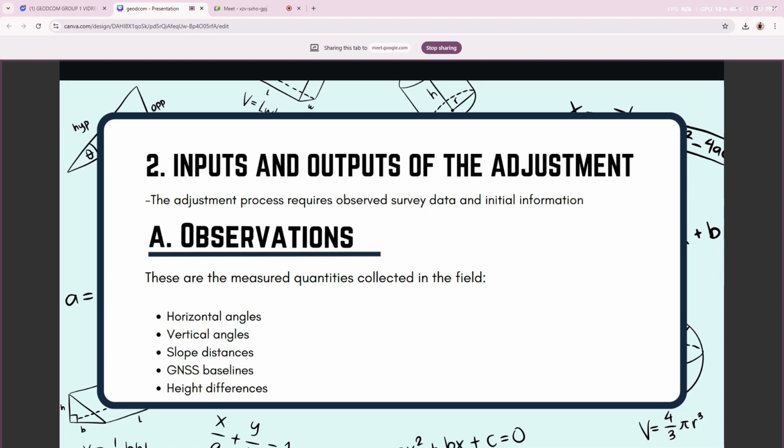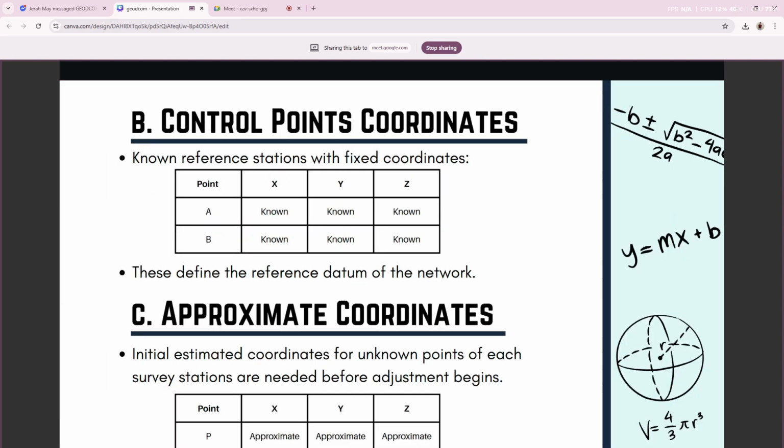Now, let's discuss the inputs required in the adjustment process. The first input is the observations themselves. These include horizontal angles, vertical angles, slope distances, and GNSS baselines and height differences. For the continuation, the control point coordinates. These are known reference stations with fixed coordinates that establish the datum or reference. Then, the approximate coordinates. These are initial estimated coordinates assigned before adjustment begins.